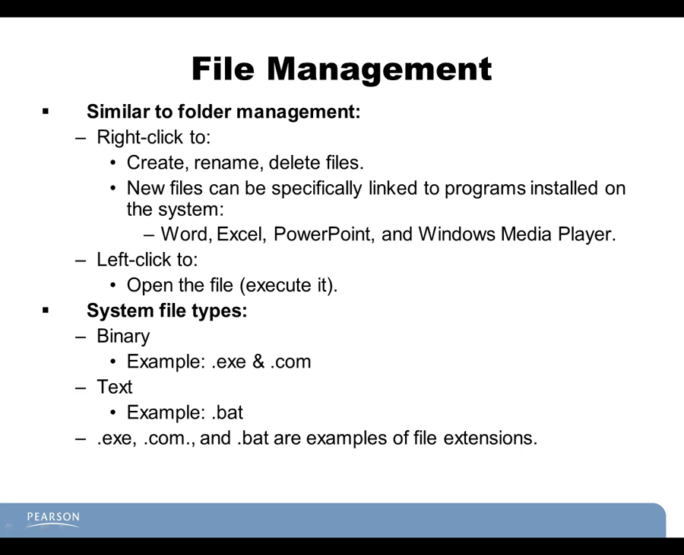File management is the same as folder management. You can create and delete files. Different types will have different links. If it's a .doc file, for example, Windows will link it to Word so that you double click on it and it'll open it in Word. Some binary types, .exe and .com, a special type of text file, .bat is a batch file to run commands. And they want you to make sure you understand that .exe, .com, and .bat are all examples of extensions.